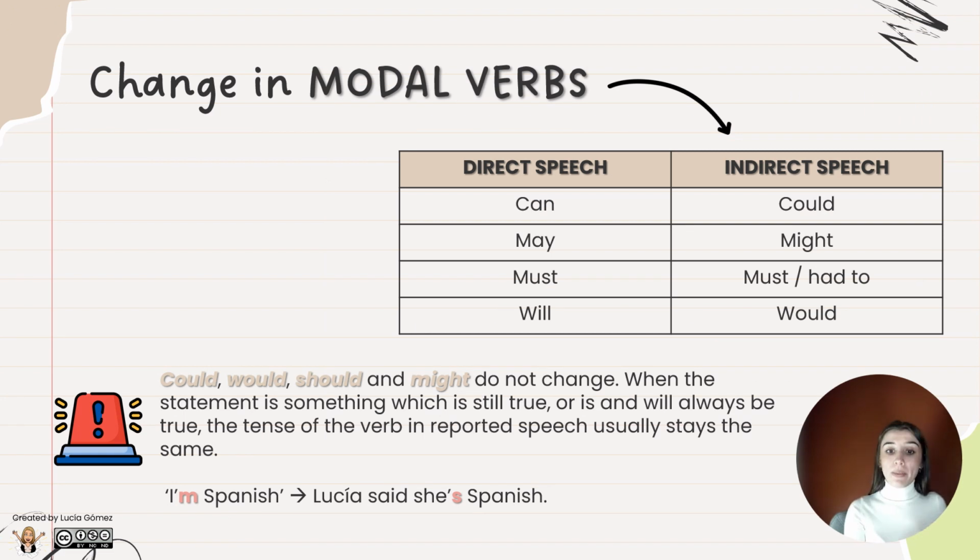But modal verbs also change, and this is something that we need to learn by heart. It makes sense that if I have something like can, it changes into could, okay? But may changes into might, must into must. It can remain the same or to had to, and then will, as we mentioned before, always into could. So these are the common changes that you need to learn by heart.